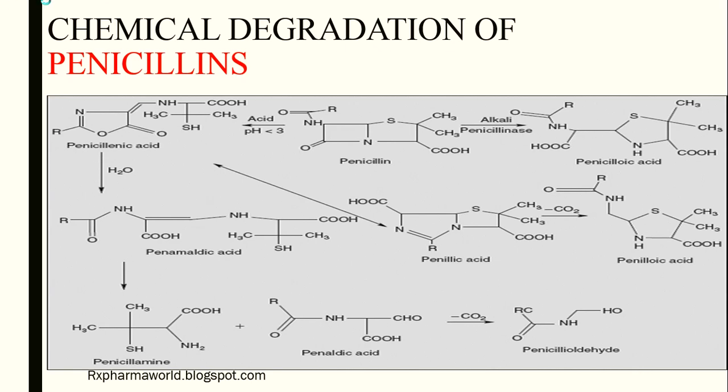Today's topic is chemical degradation of penicillins. It contains a beta-lactam ring which is attached to a thiazolidine ring. To this thiazolidine ring, two methyl groups are attached at the second position. One carboxylic acid group is present at the third position. Consider this one as the first position, second, third and fourth, fifth, sixth.